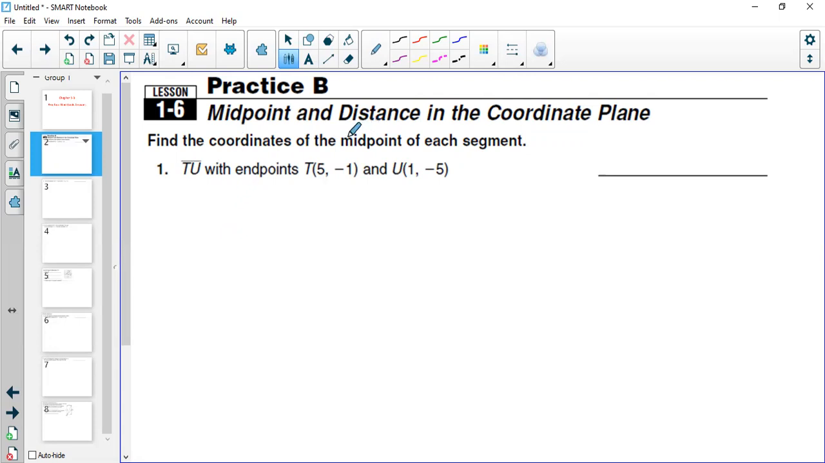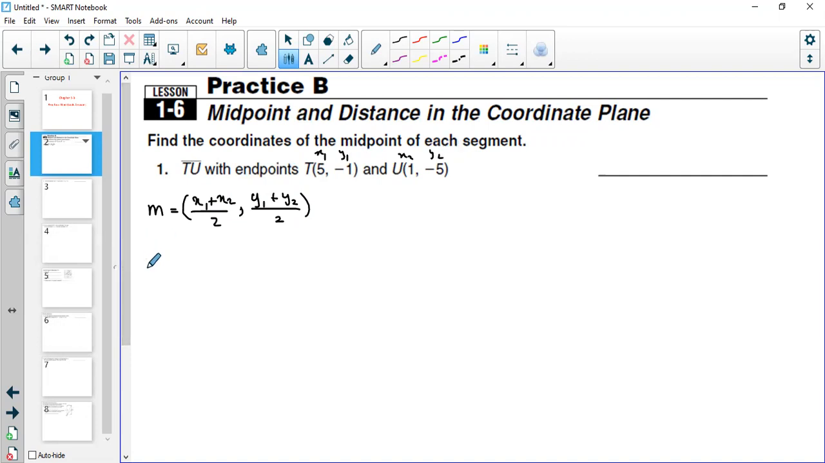Find the coordinates of the midpoint. So they're asking you to find the midpoint. Start by writing the formula of the midpoint. The formula is M, that's midpoint, equals (x1 plus x2 divided by 2, comma, y1 plus y2 divided by 2), parenthesis, close that. So always write down this first: x1, y1, x2, and y2.